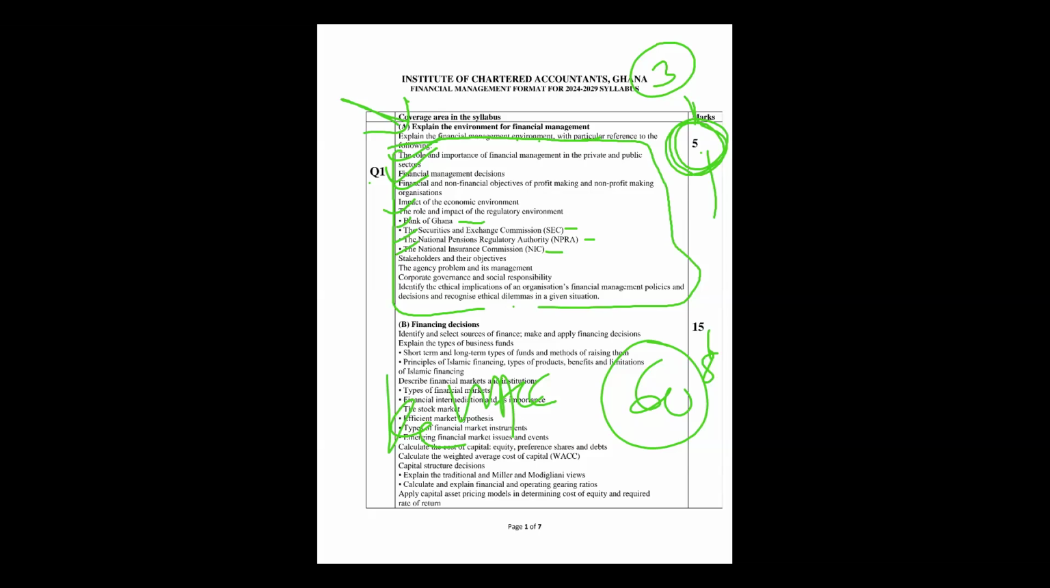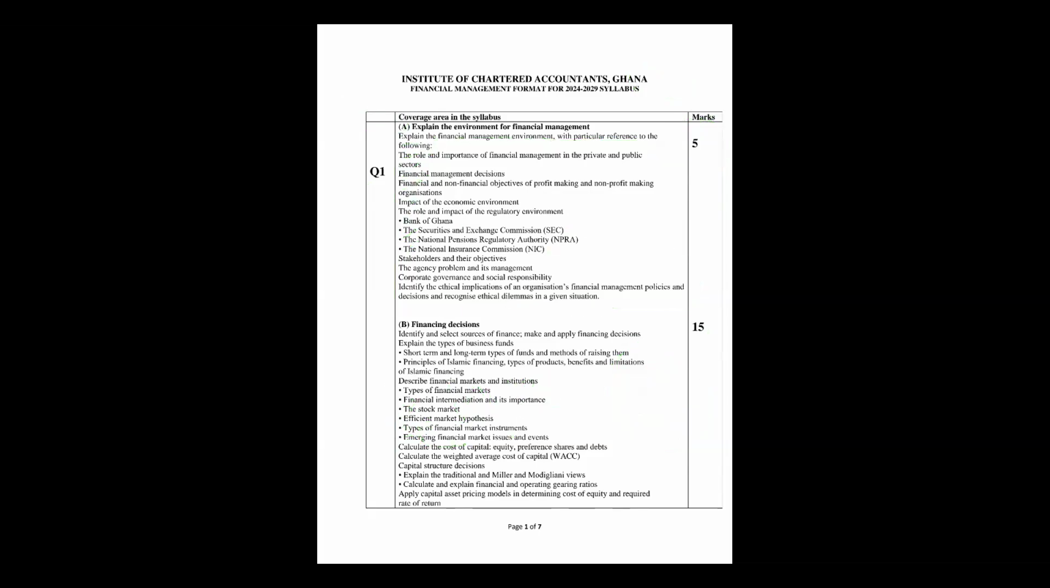Now let's go to the second part of the question. You know that every question is 20 marks. So question 1 is 5 and 15. The 15 is on financing decisions. Identify and select sources of finance and make and apply financial decisions. Explain the types of business funds. So this is a theory. You have to be able to select all the theories: short-term and long-term types, theory.